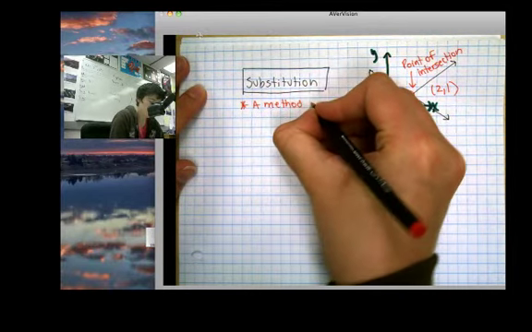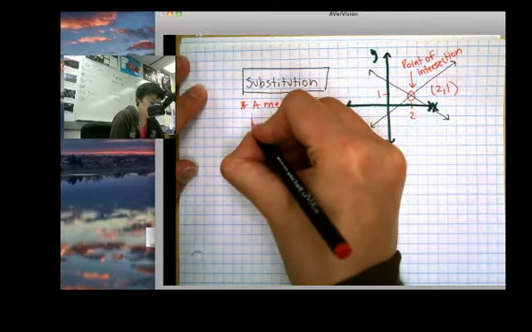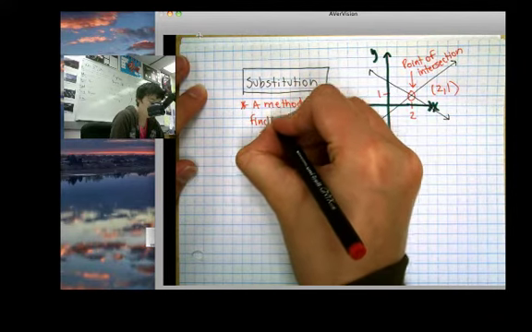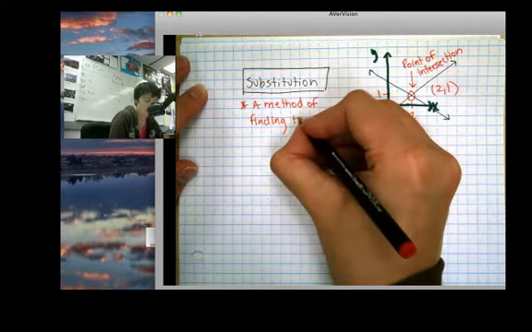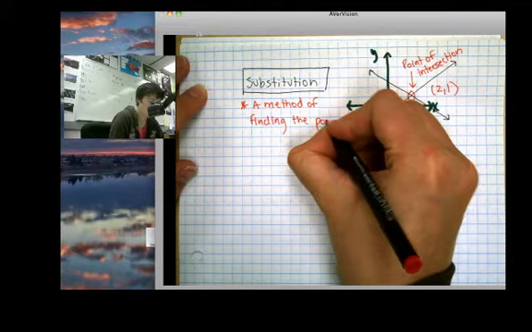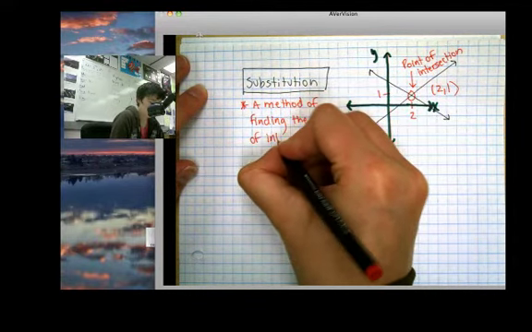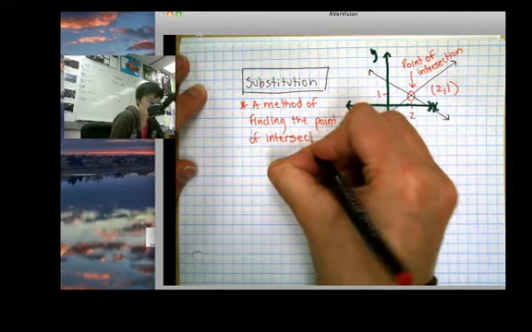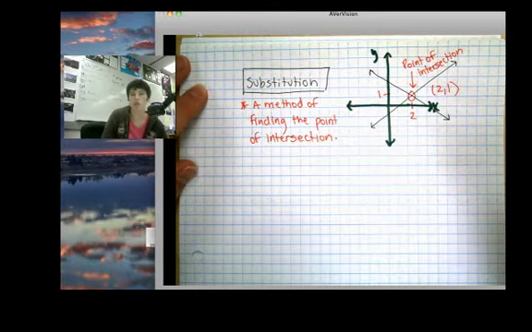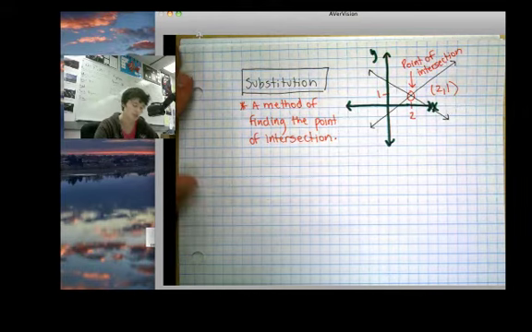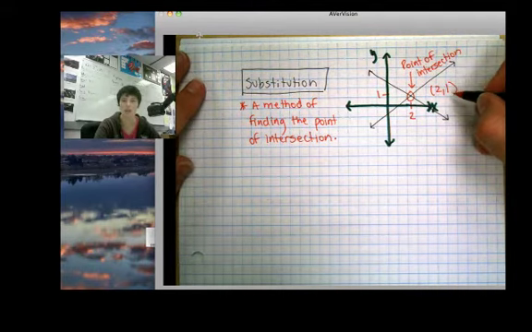So we're going to write: a method of finding the point of intersection. Okay, so there's our definition. It's where two lines cross each other, finding that x and y value.